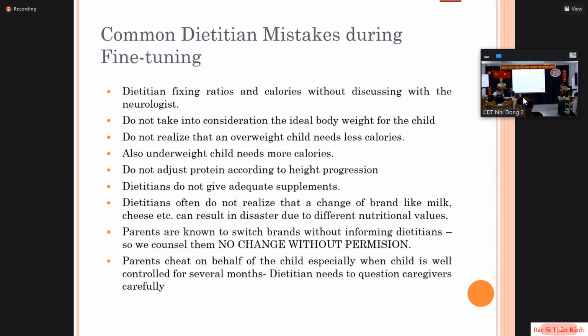Parents are known to switch brands without informing their dietitian, so we have to counsel them. No change without permission. So the main thing is that the dietitian has to take a counseling session and explain at each follow-up how to go about it, what mistakes they make, and you have to ask questions very minutely in this case. Parents cheat on behalf of the child, especially when the child is well controlled for several months, so the dietitian needs to question the caregivers very carefully.